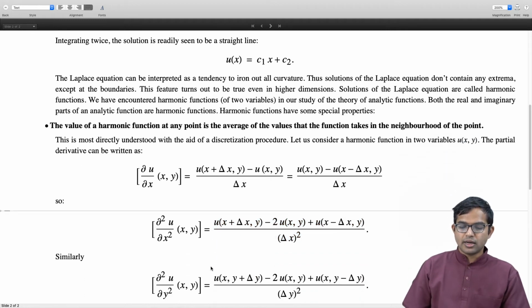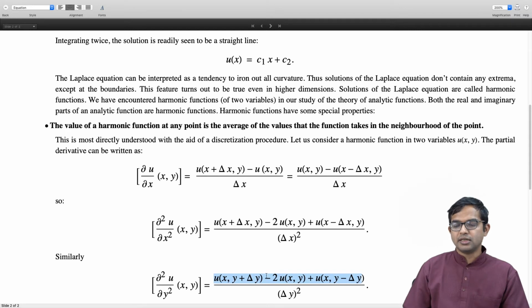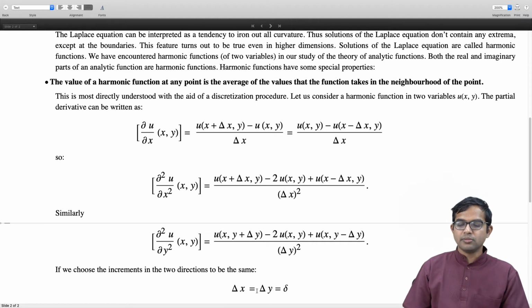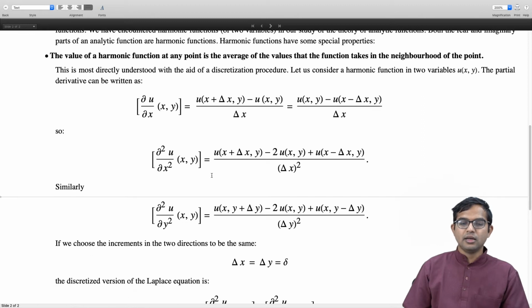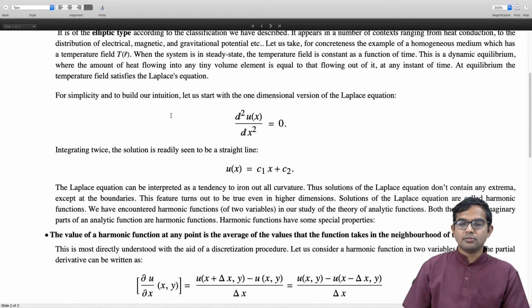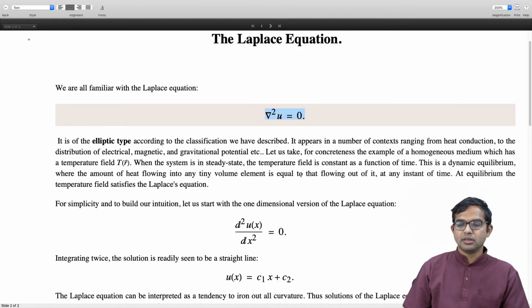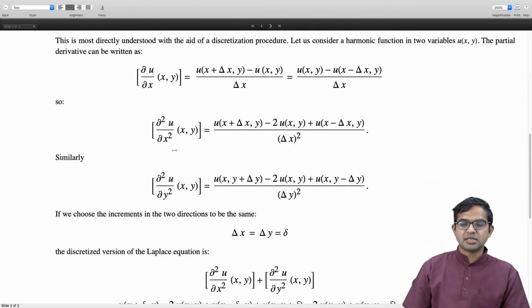We can also write a similar expression for the second order partial derivative of u with respect to y. So then we'll have u of x comma y plus delta y minus 2 times u of x comma y plus u of x comma y minus delta y, the whole thing divided by delta y the whole squared. So of course we intend to take the limit of delta x and delta y becoming arbitrarily small. Suppose we choose these two increments to be the same, let me call this delta, and then rewrite the Laplace equation in terms of the sum of these two quantities.